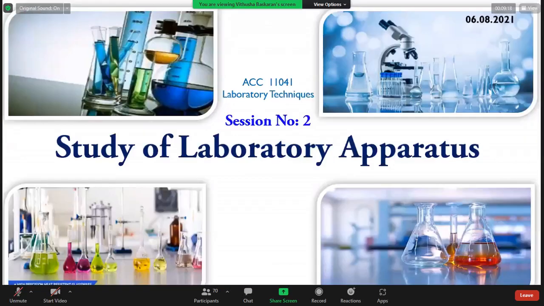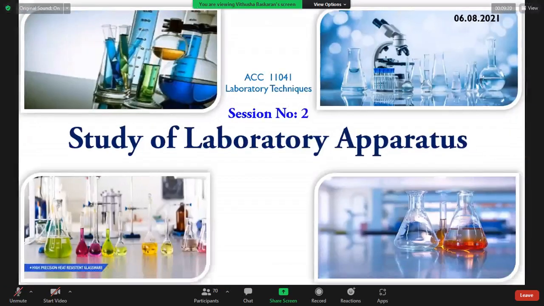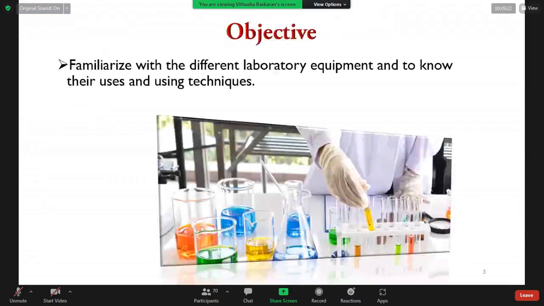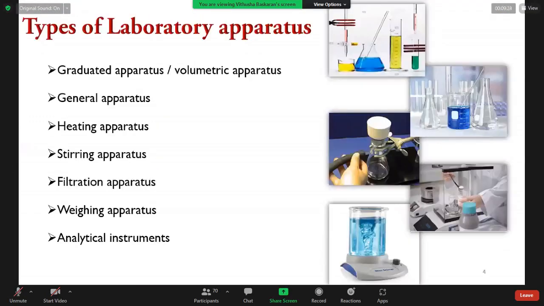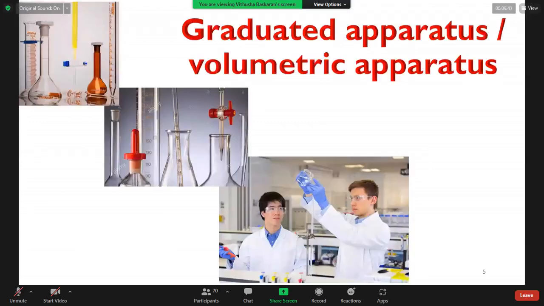So the topic of the session number 2 is study of the laboratory apparatus. And these are the types of laboratory apparatus. This means we can classify the laboratory apparatus as graduated apparatus, general, heating, stirring, filtration, weighing apparatus, and the analytical instruments. Okay, these are the classification of the laboratory apparatus. So can anyone say what are the glasswares that come under this graduated apparatus?